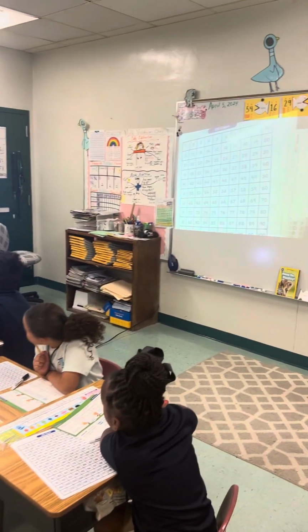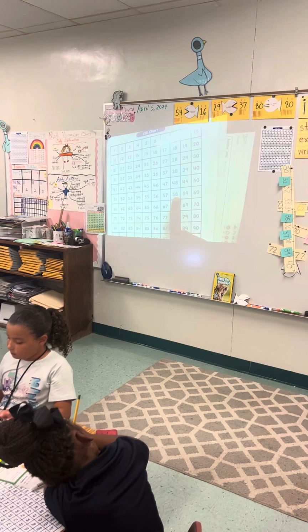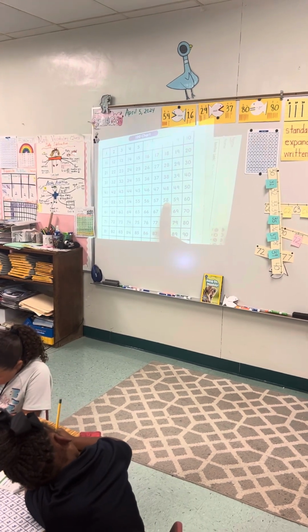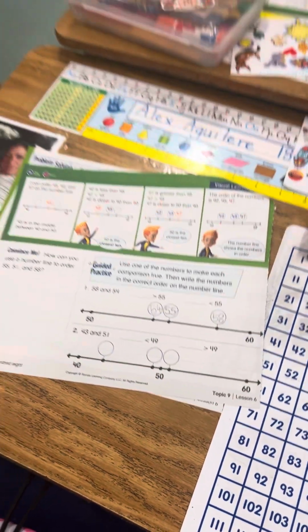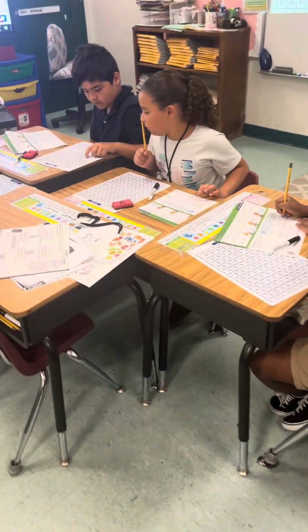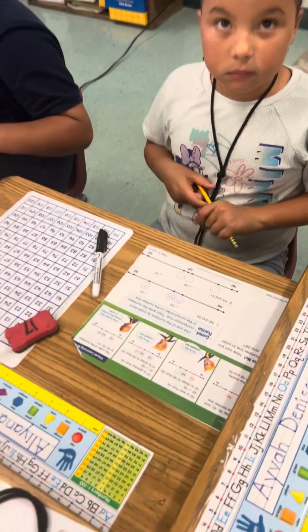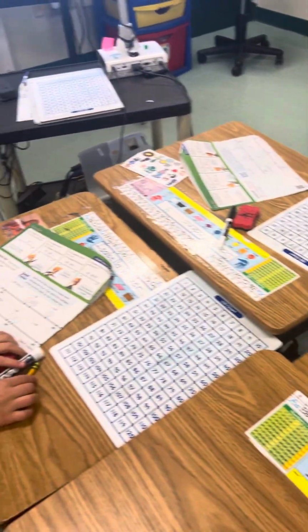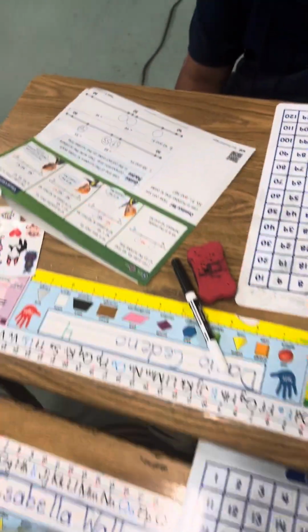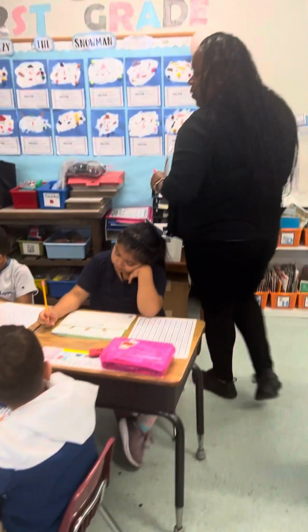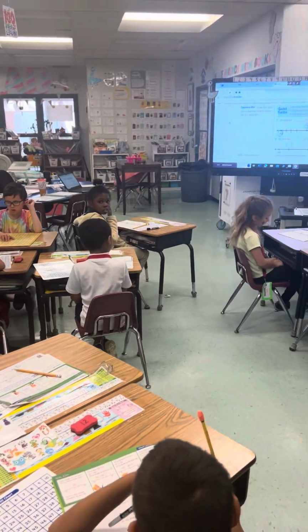Make sure you're referring to your 100s chart as well. 58. Did everybody write 58? Good job. All right, so now that we have correctly plotted the numbers, I am going to make each comparison true.